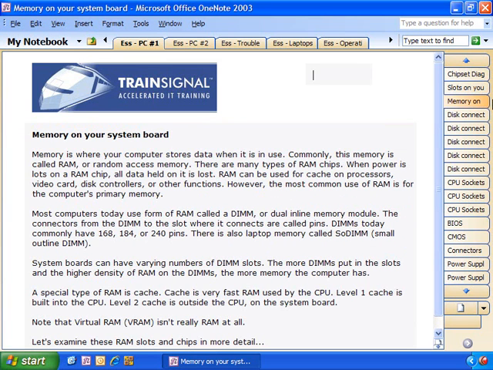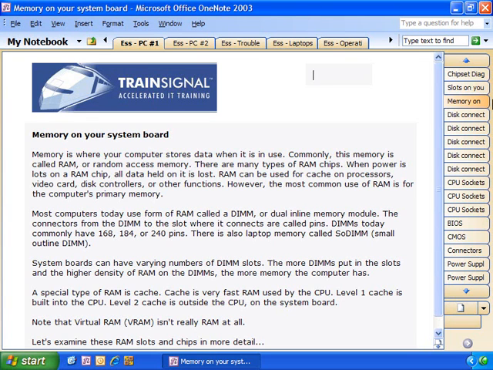All right, now let's talk about memory on our system board. Memory is where your computer stores data when it's in use. Now, commonly, this memory is called RAM, or random access memory. There are many different types of RAM chips, and when power is lost on a RAM chip, all data held on it is lost. Now, RAM can be used for cache on processors, video cards, disk controllers, or other functions. However, the most common use of RAM is for a computer's primary memory.